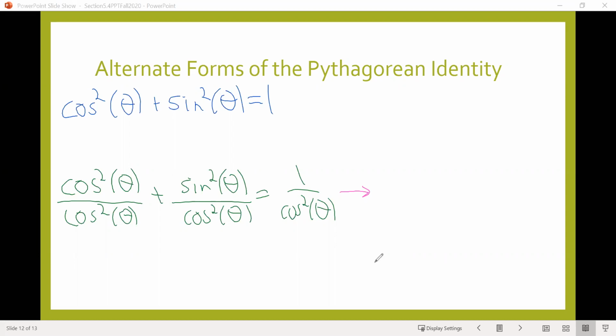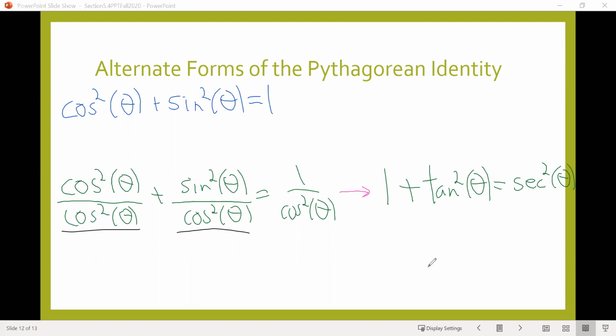Well, the cosine squared over cosine squared, if you divide something by itself, that just becomes 1. Plus, if we do sine squared divided by cosine squared, recall that we had an identity that sine over cosine was tangent. So what do you suppose sine squared over cosine squared gives us? That's right, it gives us tangent squared of theta equals, and then we have 1 over cosine squared. And remember, 1 over cosine is equal to secant, so 1 over cosine squared would give us secant squared.